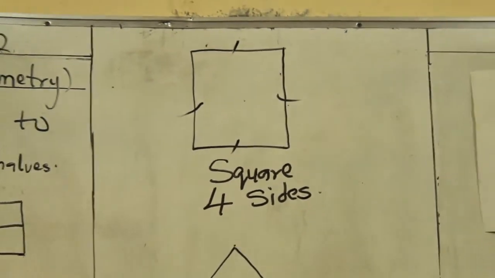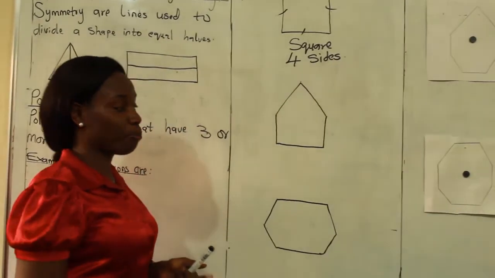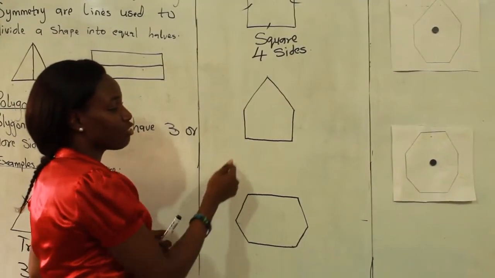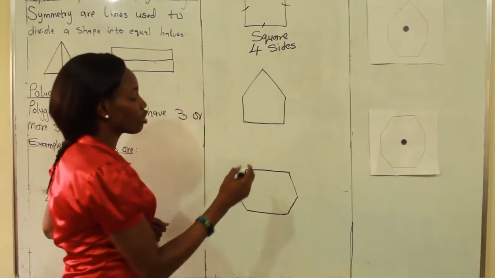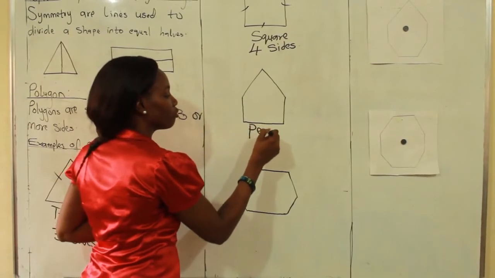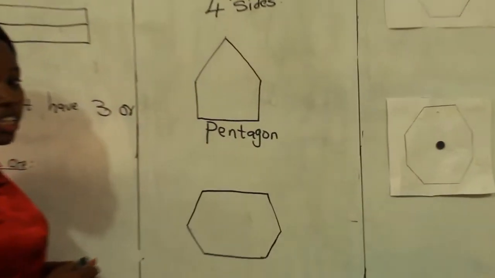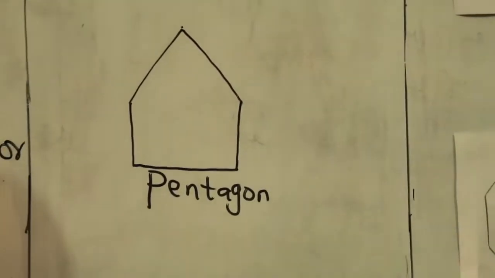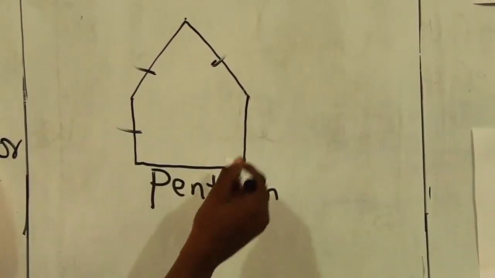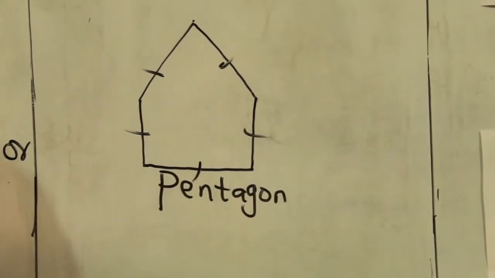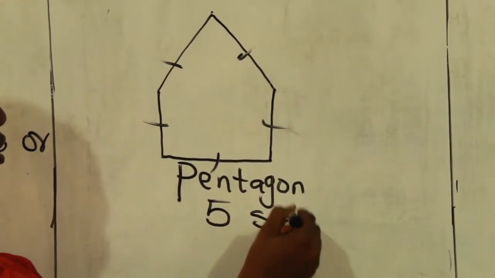And the next example is a shape that has 5 sides. And what is it called? It is called a pentagon. A pentagon has 5 sides. Now let's count. 1, 2, 3, 4, 5. So a pentagon has 5 sides.